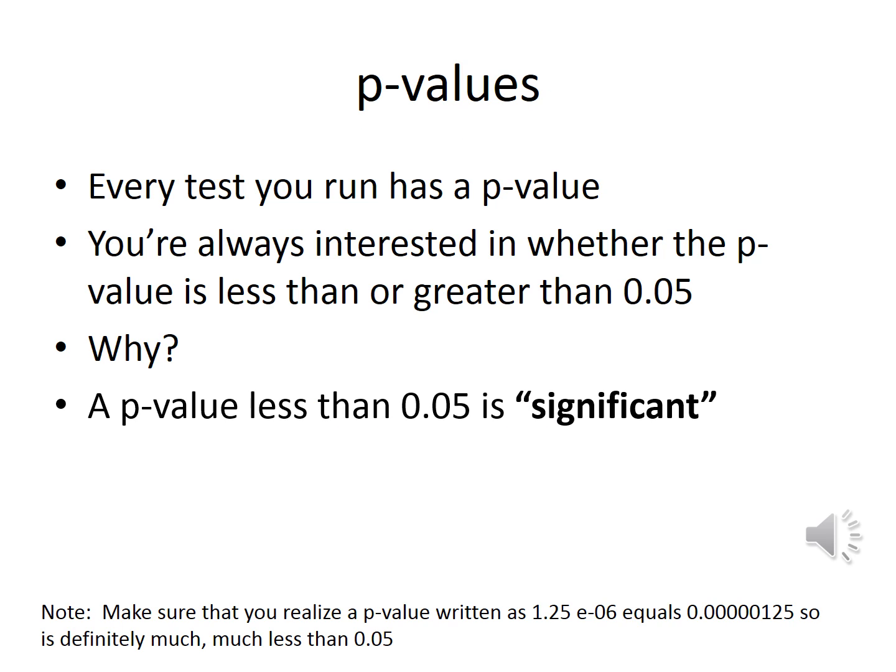First, let's talk about p-values. As you now know very well, every test you run has a p-value that is associated with the given test statistic. When interpreting this value, you're always interested in whether the p-value is less than or greater than 0.05. Why is this the case? What is it about this magic number 0.05?